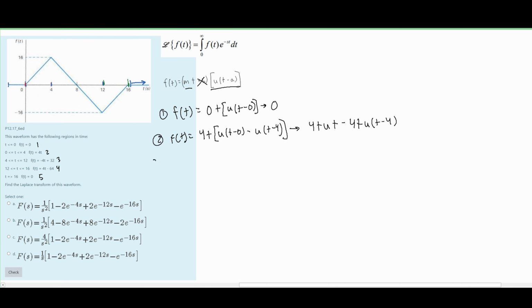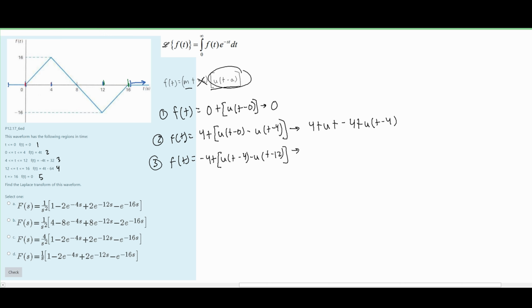Now for part 3, we are going to have our f of t equal to the slope only. We're given negative 4t plus 32. The 32 is this b value. We don't want that, so we're just going to have a negative 4t, and then we're going to have a bracket u(t minus 4), and then we're going to have minus u(t minus 12). So this is our equation.